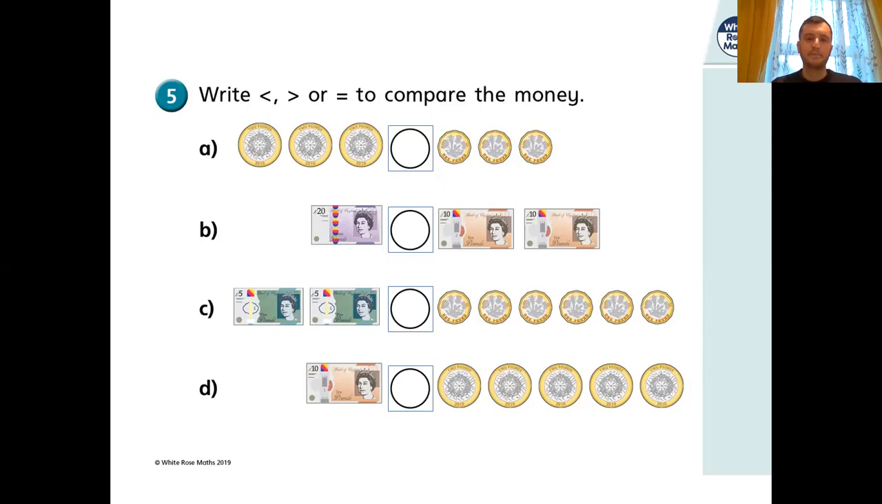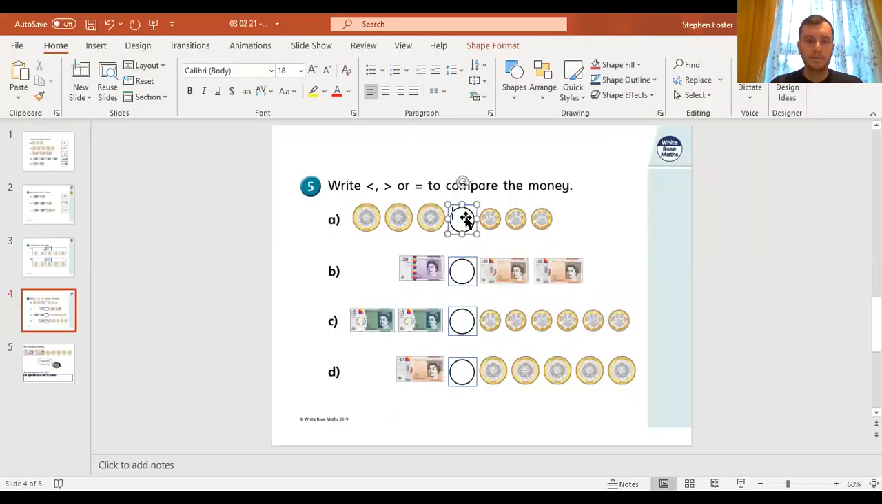Just like the last ones, pause it if you'd like some time, and then we'll go through the answers in a moment. So let's look at those together. I know that 3 £2 coins are greater than 3 £1 coins because this is equal to 6, 2, 4, 6, and this is just equal to 1, 2, 3. So £6 is greater than £3. The next one, I know that a £20 note is equal to 2 £10 notes because 10 plus 10 is equal to 20. So those ones are equal.